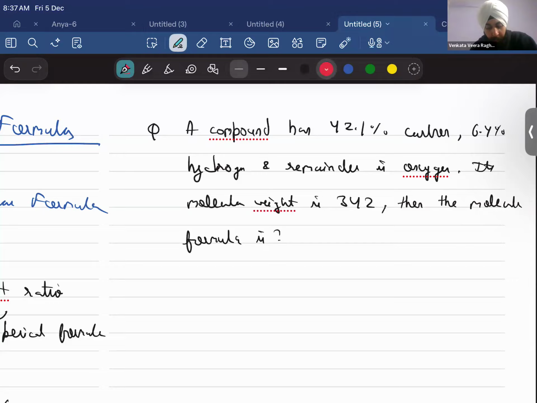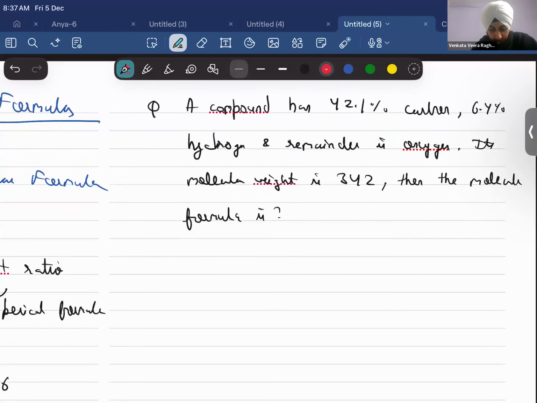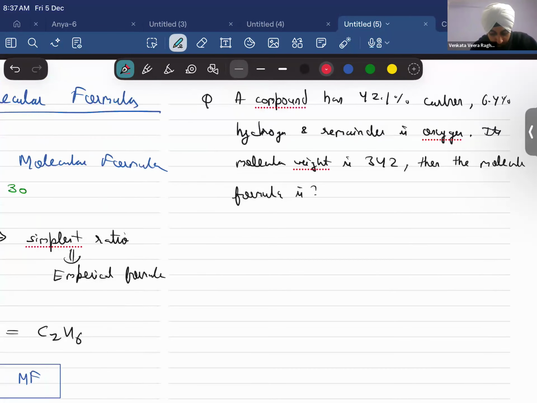Sir, what do we have to do? You have to form a table. Sir, what kind of table? We just need to understand once how to form a table and we are good to go. So write the element over here, then write the percentages or grams, whatever you are given.